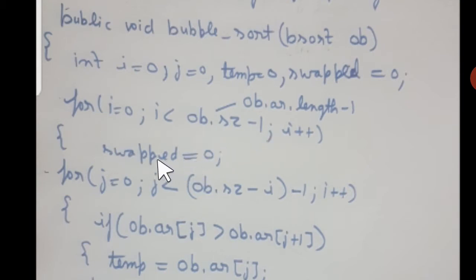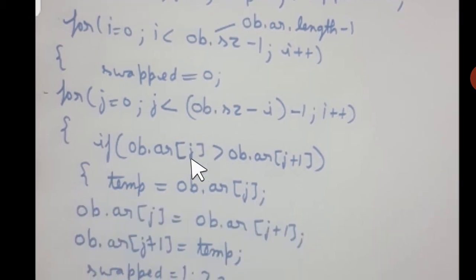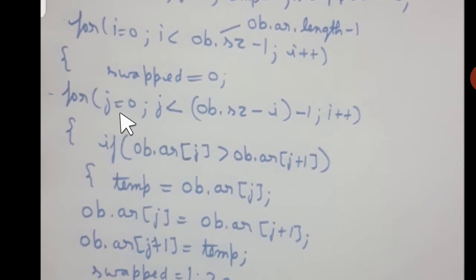Swapped is a variable which will be initialized every time before the compare and swap, so that will be initialized with 0. After that, the loop of the compare and swap: j is 0, j less than ob.sz minus i minus 1, and j++. Here, students, I told you that when I was performing the compare and swap, every time I was reducing the scope of comparison by 1. So earlier we were at 3, then we were at 2, then 1.